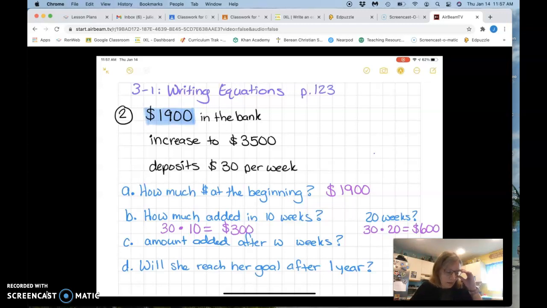Now, letter C says, write an expression representing the amount added to the account after W weeks have passed. So W is just representing an unknown number. After like X amount of weeks, how much money will she add to her account? Well, all we're going to do is, just like I did in the last problem, we're going to do 30 times W. Okay? So 30 times however many weeks, that'll tell us how much she's gotten in there by that many weeks.